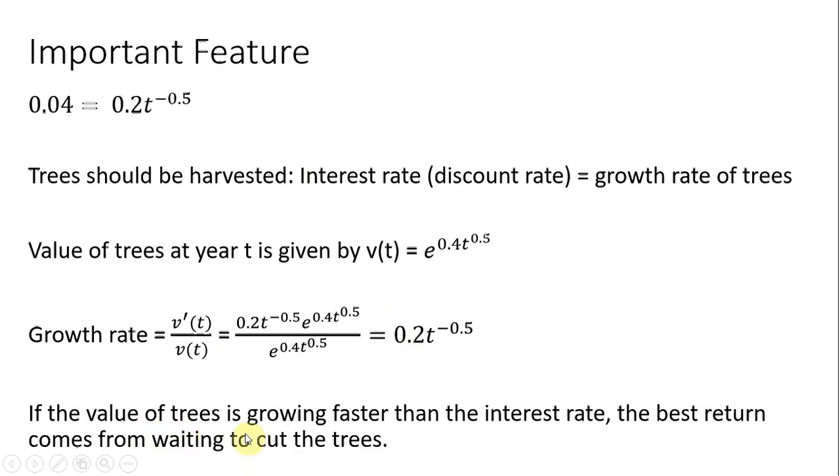So for example, if the value of trees is growing faster than the interest rate, the best return would come from waiting to cut your trees. On the other hand, if the interest rate is exceeding the growth rate in the value of your trees, it would make sense to cut your trees and invest that money at the interest rate that is exceeding the growth rate of the value of your trees.